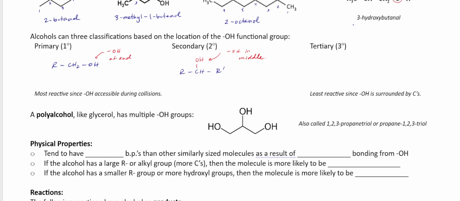A tertiary alcohol is one where the carbon is here, there's an alkyl group here, an alkyl group here, and an alkyl group here. And then we have the OH group right here, and we say OH surrounded. As you can see by the note, primary alcohols are the most reactive since OH is accessible during collisions, and tertiary alcohols are the least reactive since the OH is surrounded by all these carbons and alkyl groups.